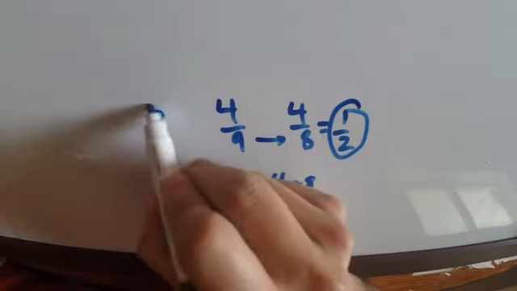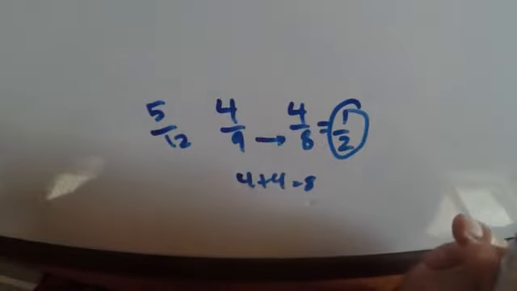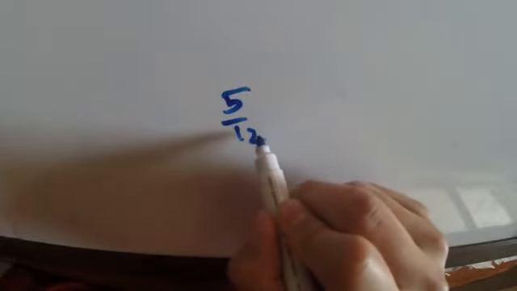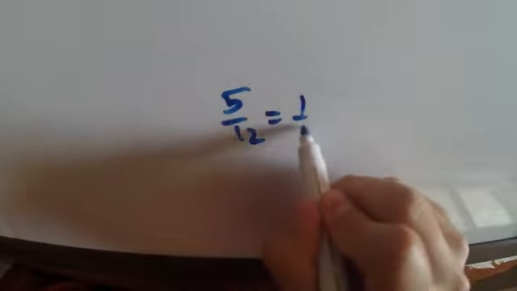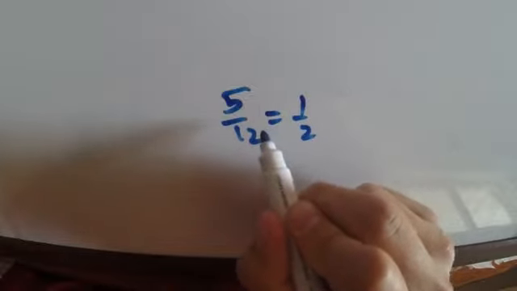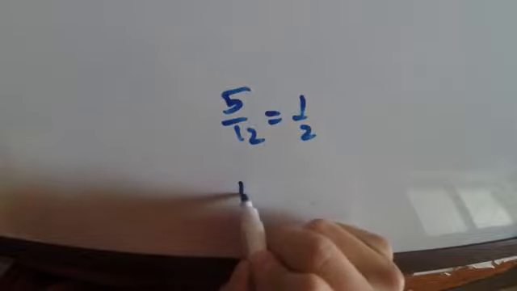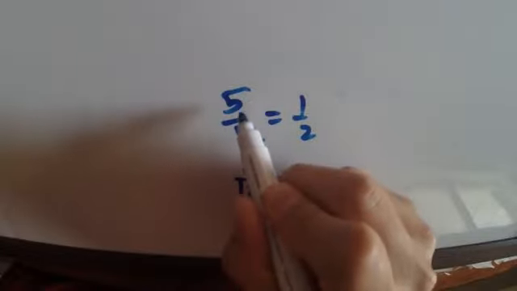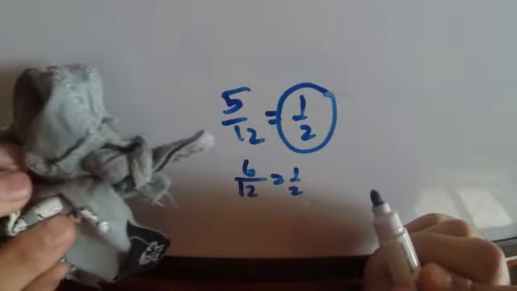Another example would be 5 over 12. Half of 12 is 6, and 6 is pretty close to 5. That makes sense? Since 6 is pretty close to 5, you can just call this 1/2. Again, this is our estimation. These are estimations, they're not exact. The 12 is the denominator. If 6 over 12 is equal to 1/2, and 6 over 12 is pretty close to 5 over 12, just call it 1/2. That's all you have to do. Does that make sense?